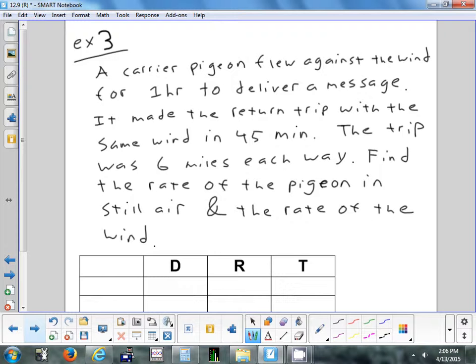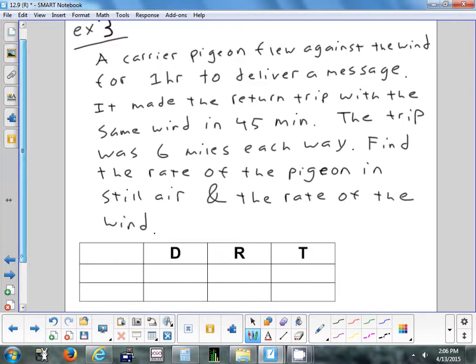First thing I don't like is this 45 minutes. Everything we've been doing is in hours, so let's stick with hours. The first number is already in hours, so leave it alone. Does anyone know how you change minutes to hours?